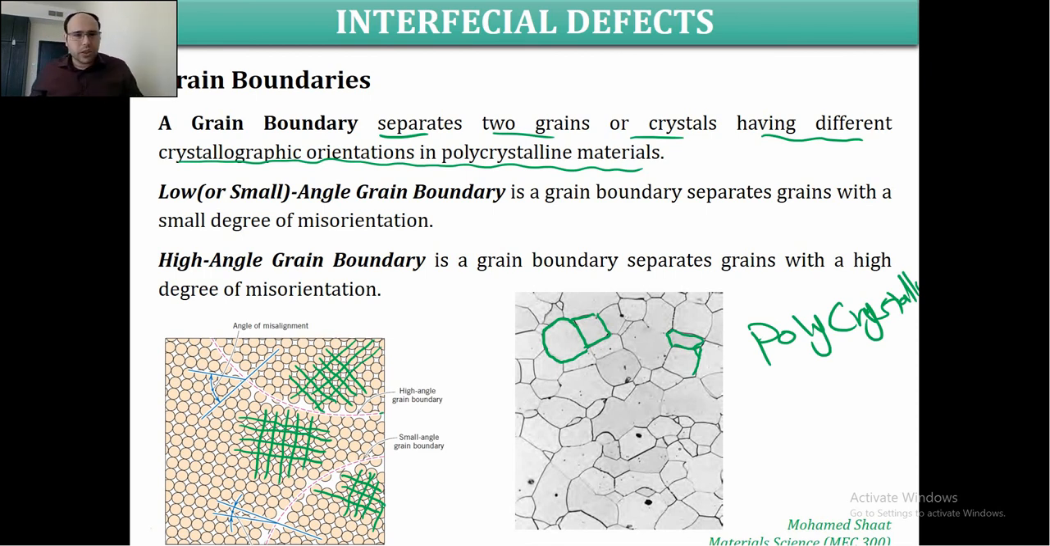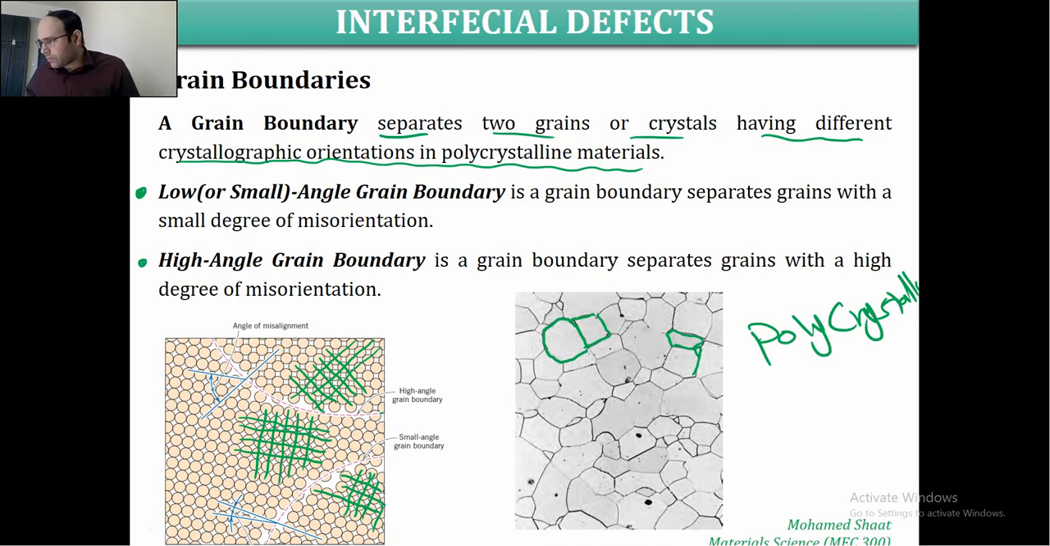So simply, a grain boundary separates two grains or crystals having two different crystallographic orientations in a polycrystalline material. This grain boundary could be a low or small angle grain boundary, or it could be a high angle grain boundary. So we do have low angle grain boundary. We could name it as small angle grain boundary. We could have high angle grain boundary or large angle grain boundary, but it is commonly known as low angle grain boundary or high angle grain boundary.